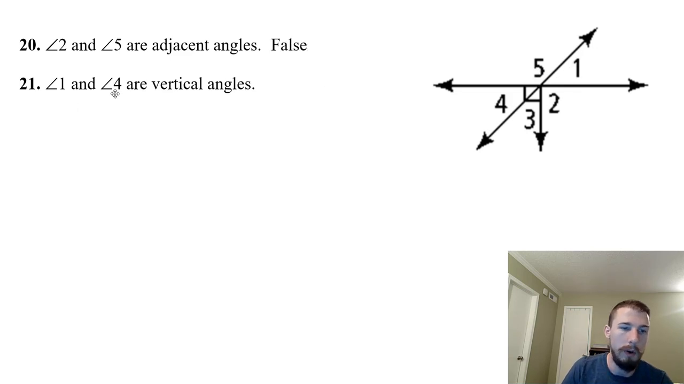What about 1 and 4? Are those vertical angles? Well, what are vertical angles? Those are congruent angles that are formed on the opposite side of an intersection of two lines. So they're across from each other. If we look at 1 and 4, are those formed by the same two lines, this line and this line? Are they opposites? Yes, so they will be congruent. Whatever angle 1 is, angle 4 has to be the same thing, and 5 has to be the supplement of both of those, by the way. So they are going to be congruent. So that is a true statement.